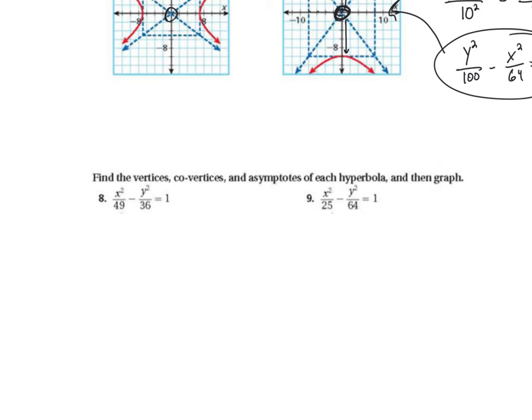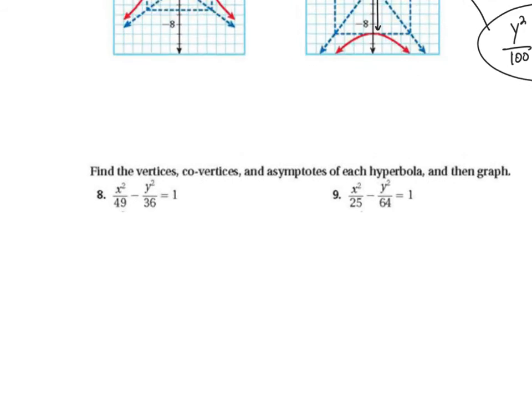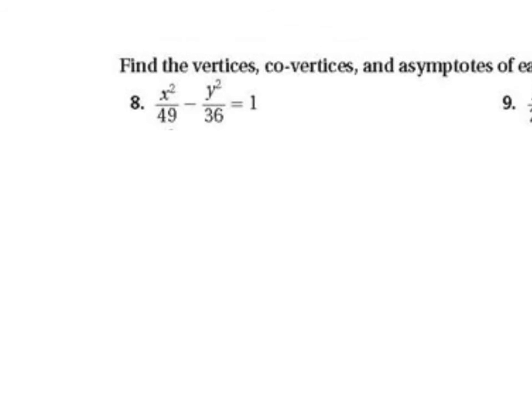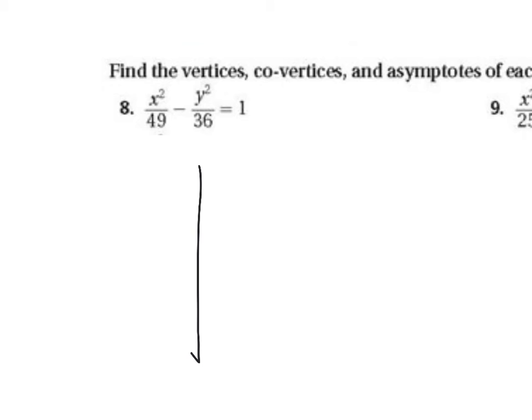Let's try this one. Find the vertices, co-vertices, and asymptotes of the hyperbola and then graph. Okay, so let's just graph, this is essentially what they're asking us to do. And so we can do the asymptotes by building our box. So here we go. Let's try this real quick because we're going to have to do some of these graphing problems.